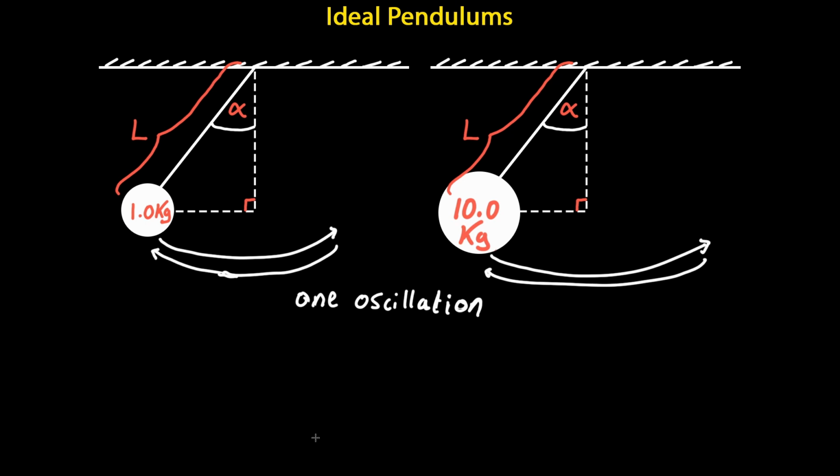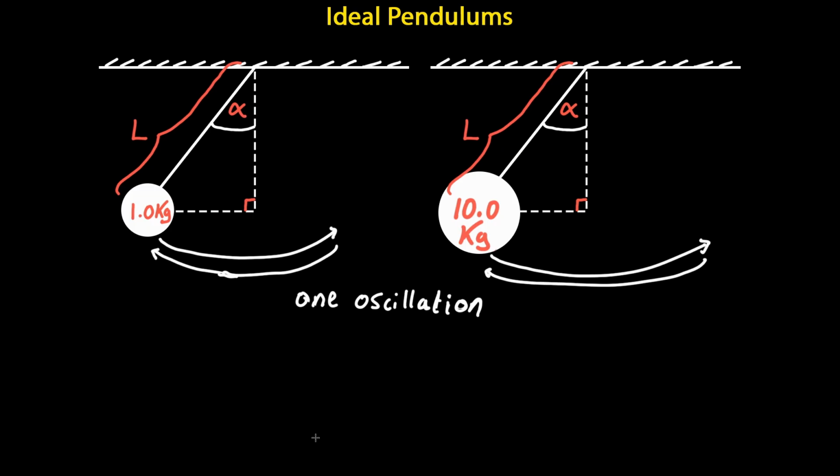So I've drawn two simple ideal pendulums here. Both consist of a massless string of length L, which is attached to a pivot at the top, and we set these in motion from an angle of alpha. If the only difference between these two pendulums is the difference in mass, which of these pendulums do you think will swing back and forth the fastest?